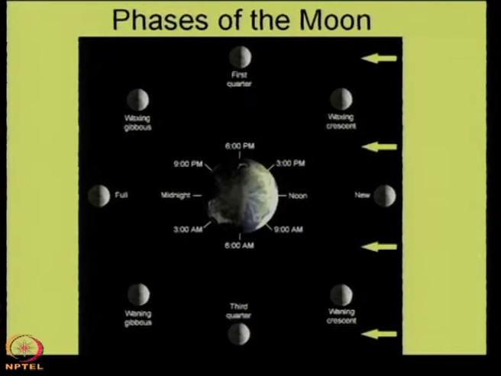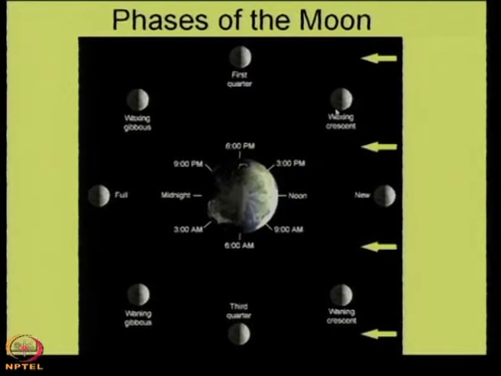Now, the orbit of the moon around the earth has a very interesting consequence. You can think of the sun as being located very far away. So, the rays of the sun are more or less parallel, and they illuminate one half of the moon, more or less always. So, one face of the moon is always by and large illuminated by the sun.